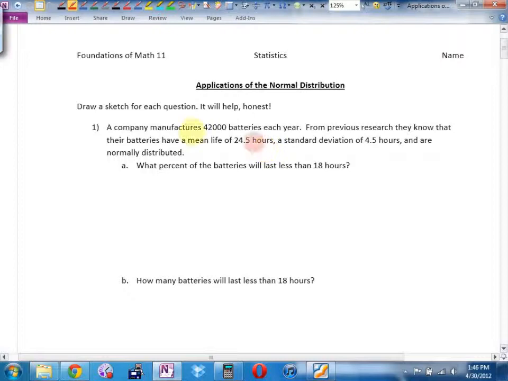A company manufactures 42,000 batteries each year. From previous research, they know that their batteries have a mean life of 24.5 hours. So they're small batteries, and they'll give you just a little over 1 day's worth of playing time if you play them non-stop 24/7. With a standard deviation of 4.5 hours, and they know they're normally distributed, which means it's going to match that bell-shaped curve. Okay. Emma, what does A want me to find? Can you read?